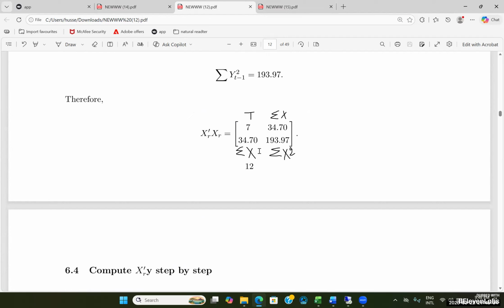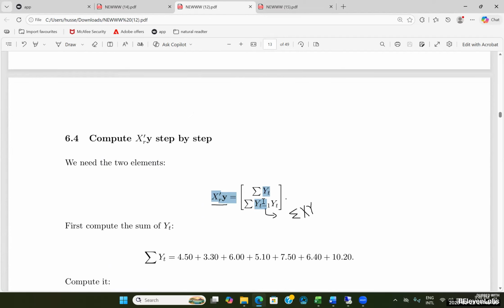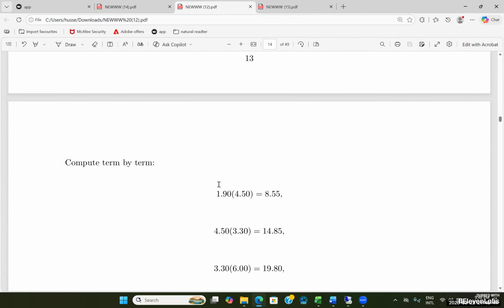So notice that when you're doing multiplication, this specific component here will provide you with a constant term, and then that one will determine the coefficient of the regressor.